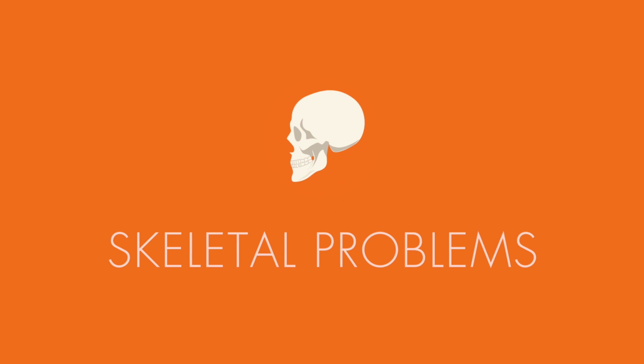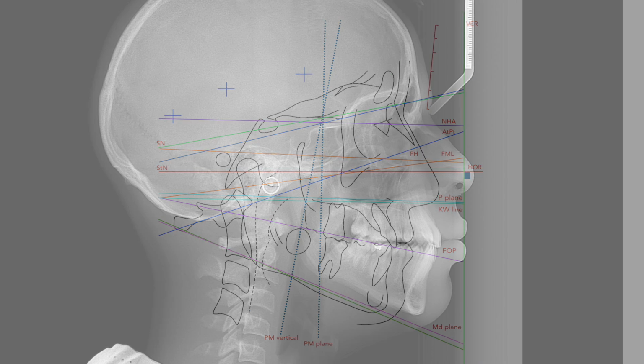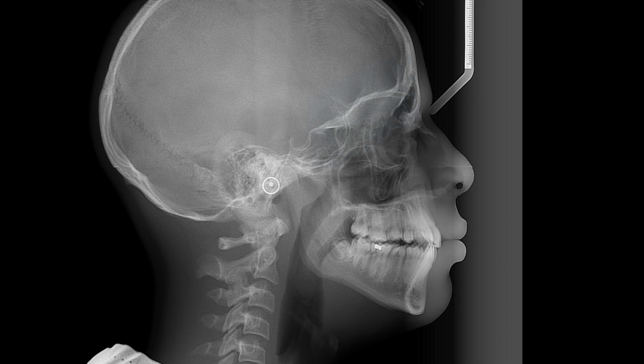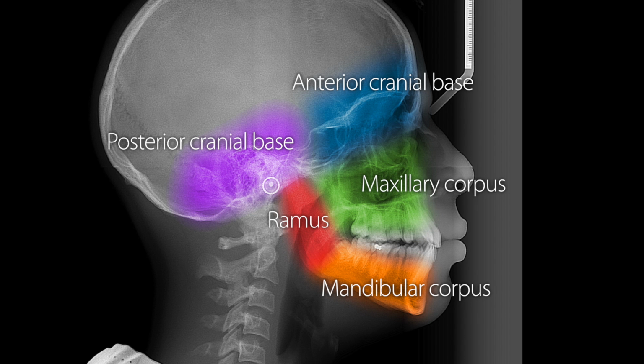Let's take a look at skeletal problems. The craniofacial area is the most complex part of the skeleton, but for the purposes of this overview, we're going to simplify it into 5 key regions: the anterior cranial base, the posterior cranial base, the ramus, the mandibular corpus, and the maxillary corpus. These regions are commonly viewed on a lateral cephalogram.